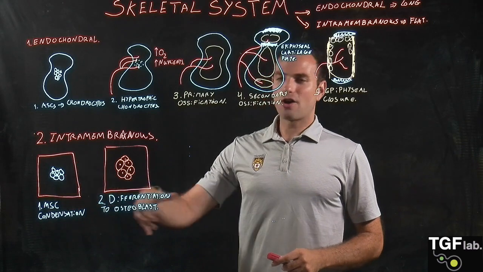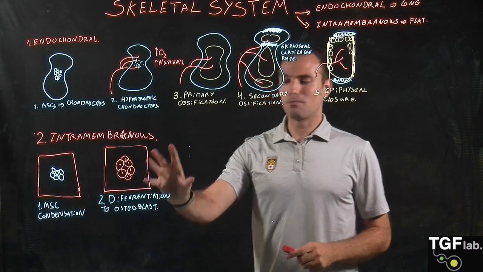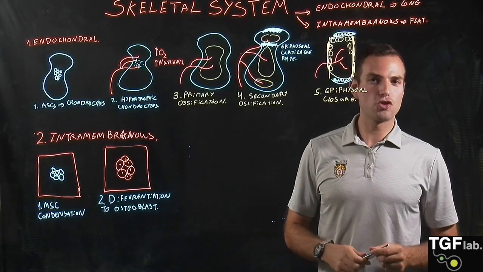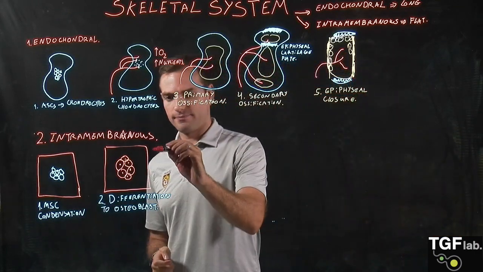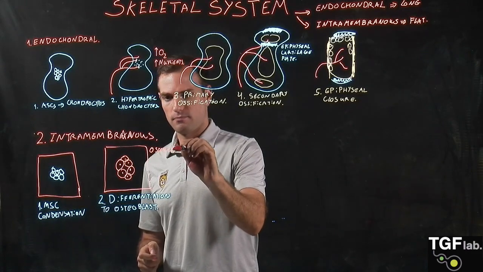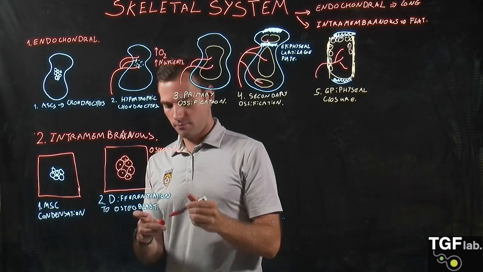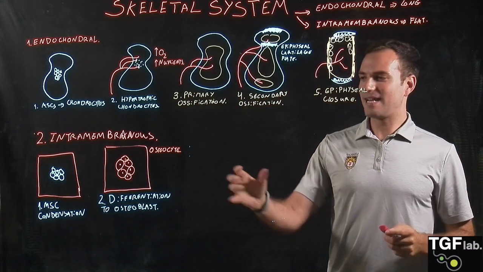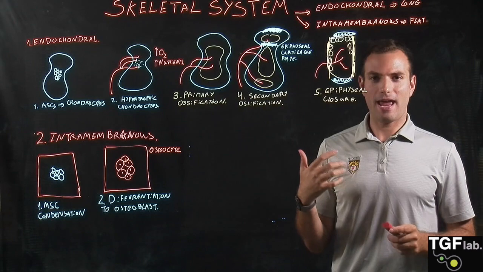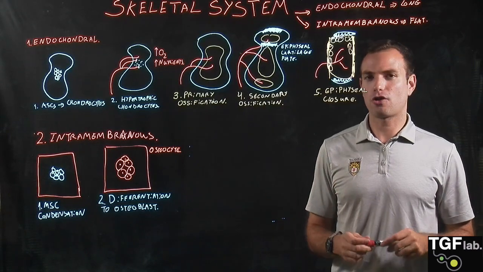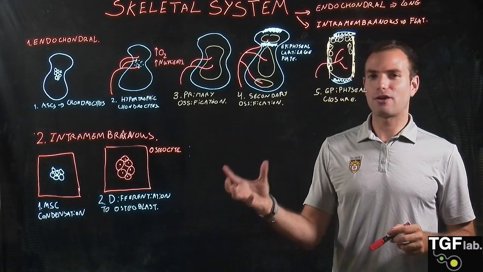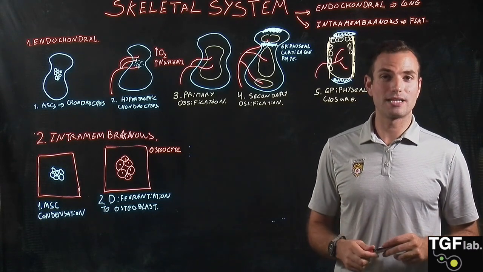So these MSCs are going to differentiate directly into bone cells through the process of osteogenesis, and they are going to form this structure here that is called the osteoid. So in the osteoid, the osteogenic cells are going to secrete a lot of ECM for the bones. So they are going to secrete a lot of calcium phosphate and hydroxyapatite crystals, so they are going to start the process of mineralization.